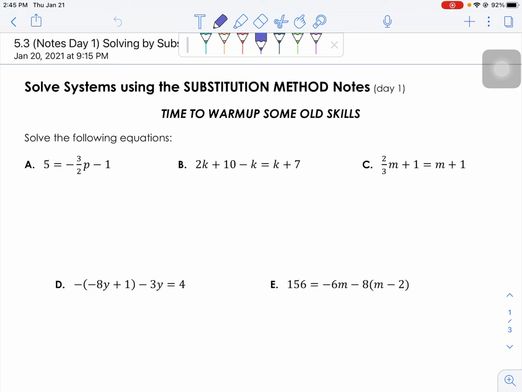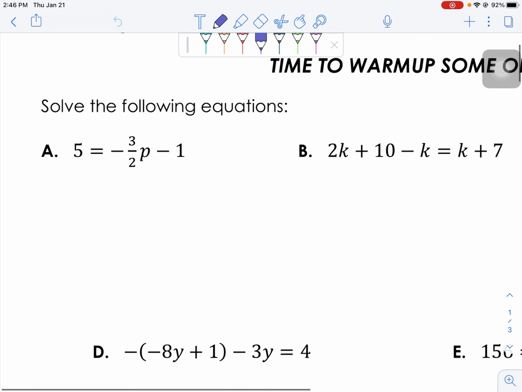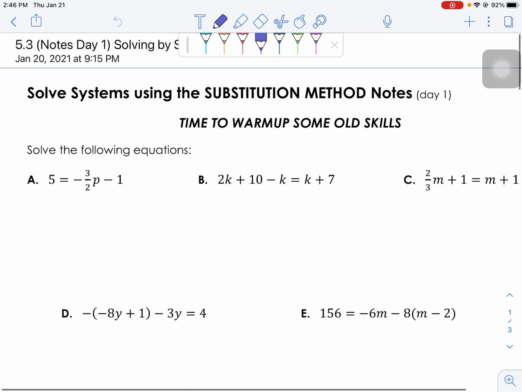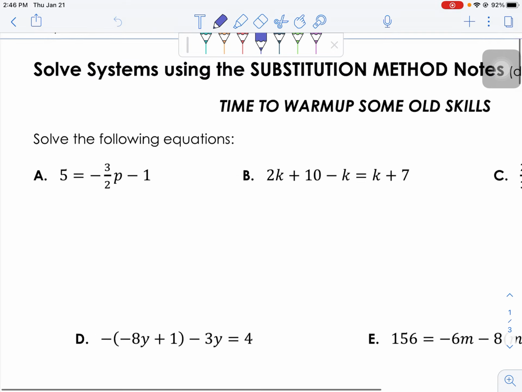Alright everybody, I just wanted to make a video for those that are out to also get the notes. So today we're going to be doing solving systems using substitution method.